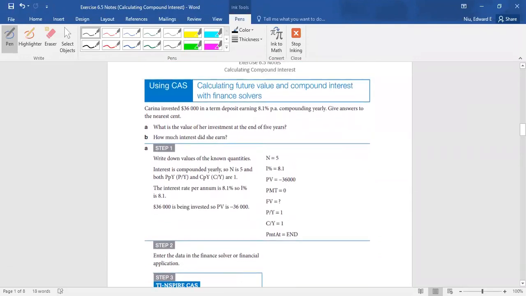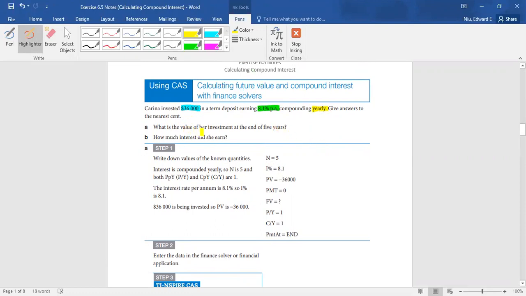So here we've got an example. Karina invested 36,000 in a term deposit, earning 8.1%. This is being compounded yearly. So let's highlight all the important information so far. Give your answers to the nearest cent, which is 2 decimal places.